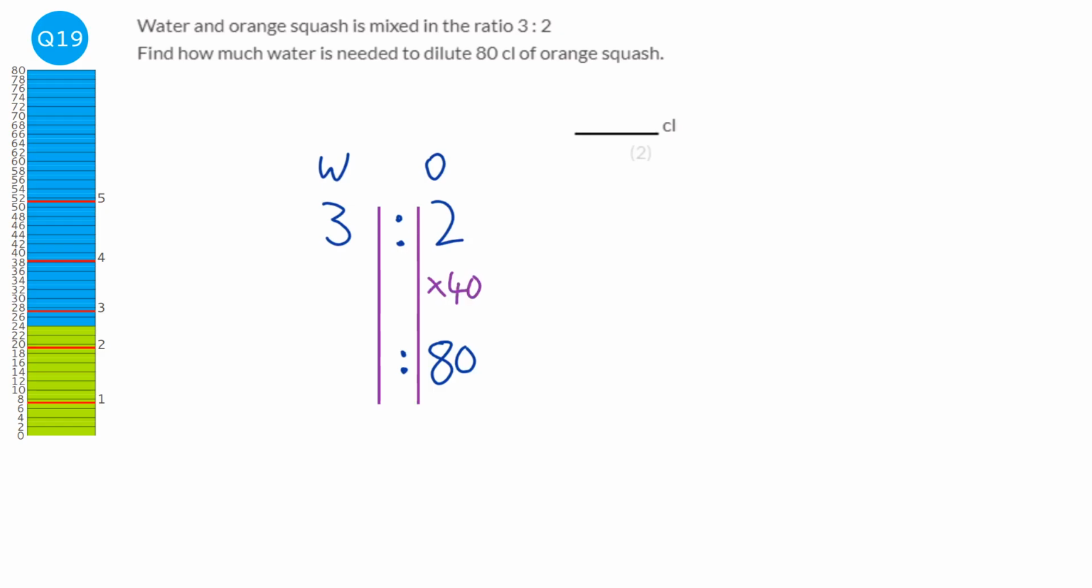If I times that side of the ratio by 40, I've got to times the left-hand side by 40 as well. 3 times 40 is 120. So I'm going to need 120 centilitres of water.